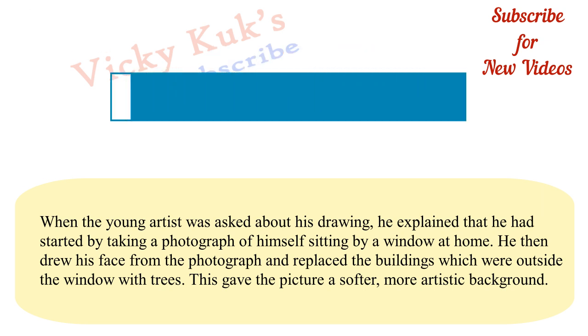When the young artist was asked about his drawing, he explained that he had started by taking a photograph of himself sitting by a window at home. He then drew his face from the photograph and replaced the buildings which were outside the window with trees. This gave the picture a softer, more artistic background.